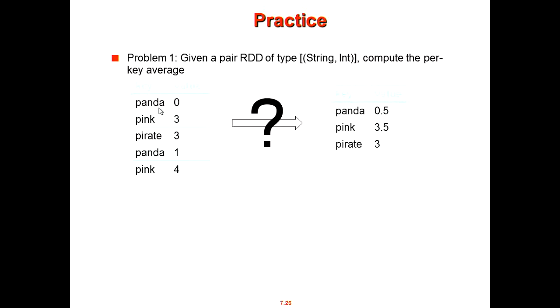So for example, we have 5 key-value pairs, and there are only 3 keys. For panda, the values are 0 and 1, and for pink, 3 and 4, and for parrot, it's just 1 pair, which is 3. So 0 plus 1 divided by 2, 3 plus 4 divided by 2, and 3 divided by 1. So that's the result, the input and output, and what kind of operations you can use to solve this problem.